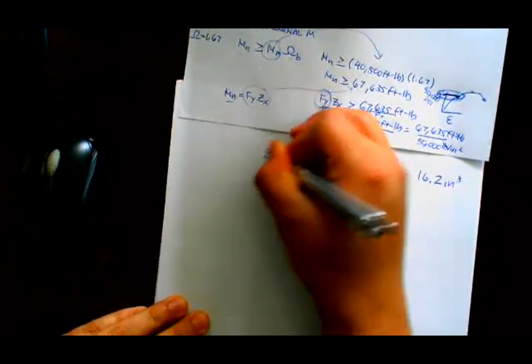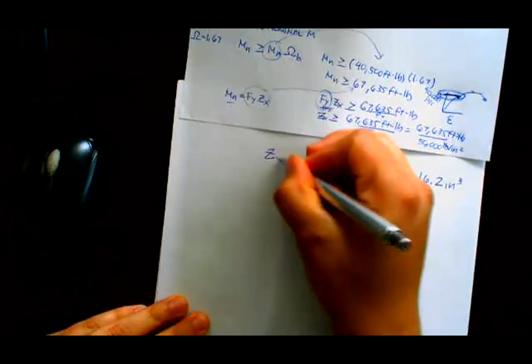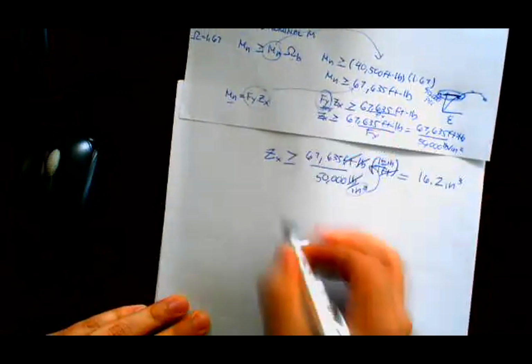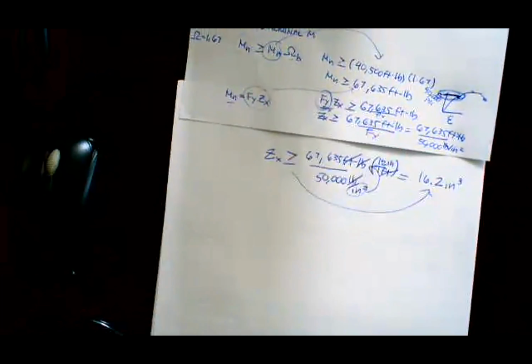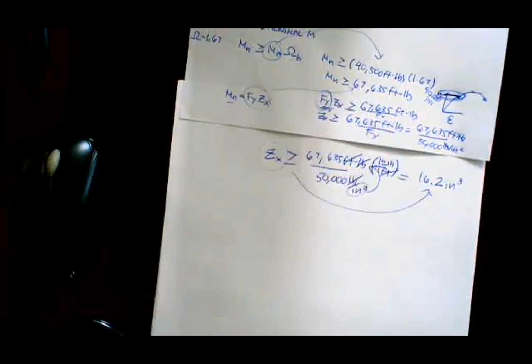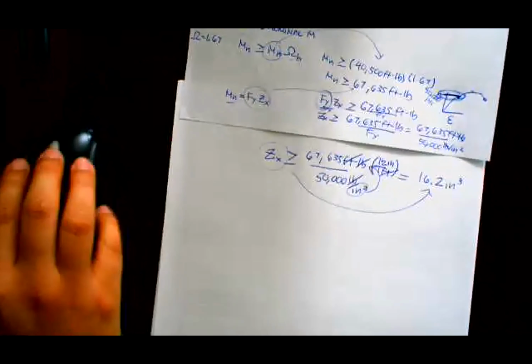Okay, so what did we solve for? What we said is that Zx better be greater or equal to 16.2. Why did we solve for plastic modulus? That's what this is. It's called the plastic modulus because that's going to allow us to select a beam. So this is where the chart comes into play.